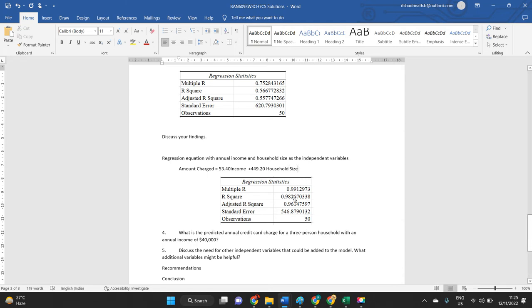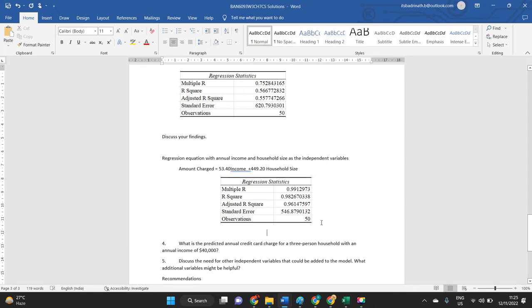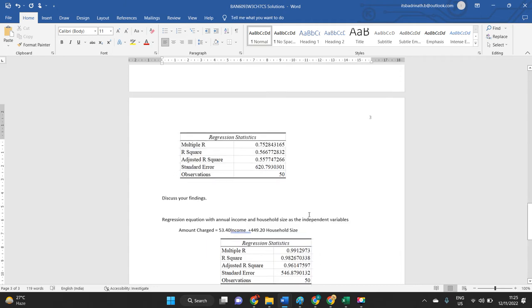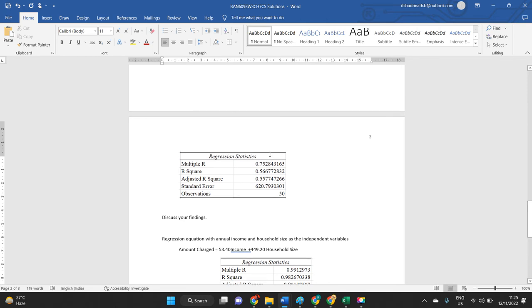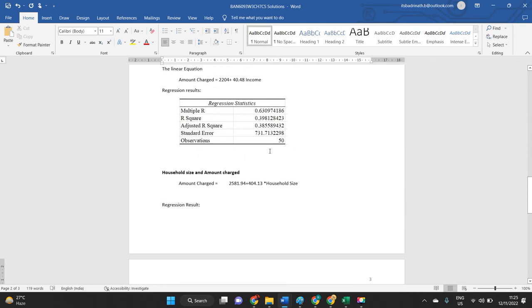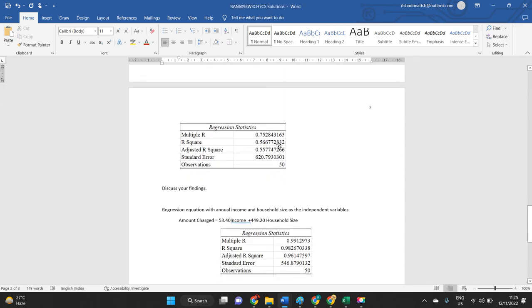If you can see, the regression statistic shows an R square value of 0.9826. When we multiply this with 100, it gives the accuracy percentage, which is 98.26 percent accuracy. When we individually calculated and established a relationship between each independent variable and amount charged, we saw that for the first one it is 39.81% accuracy, and for the second one it is 56.67% accuracy. So when we take them individually, the accuracy was low.